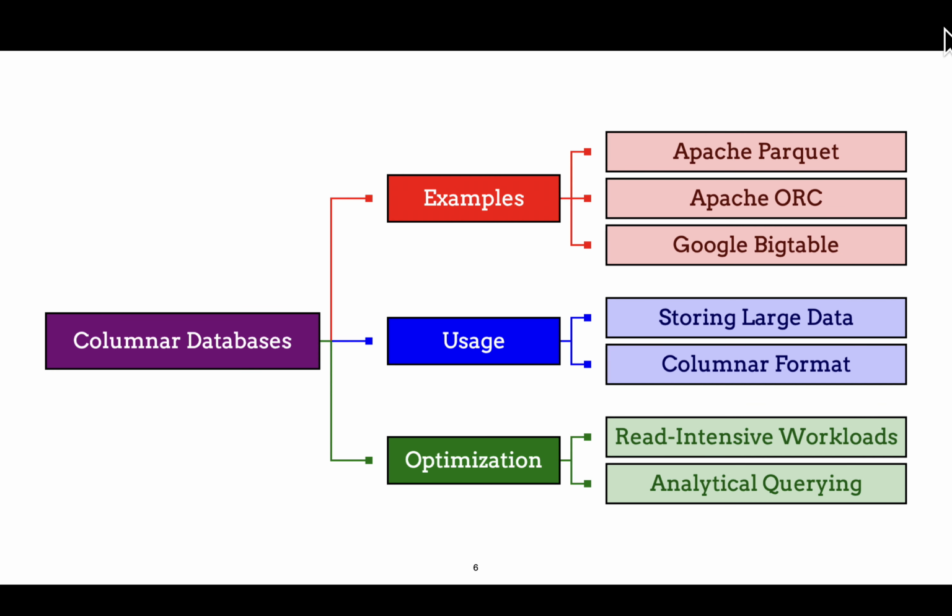Columnar databases. 1. Columnar databases, such as Apache Parquet, Apache ORC, and Google Bigtable, are used for storing and querying large amounts of data in a columnar format. 2. This format is optimized for read-intensive workloads and analytical querying.